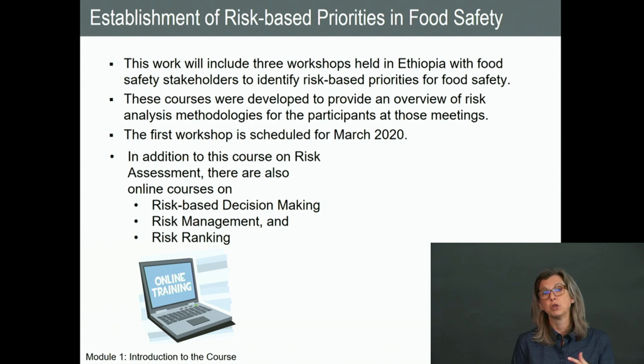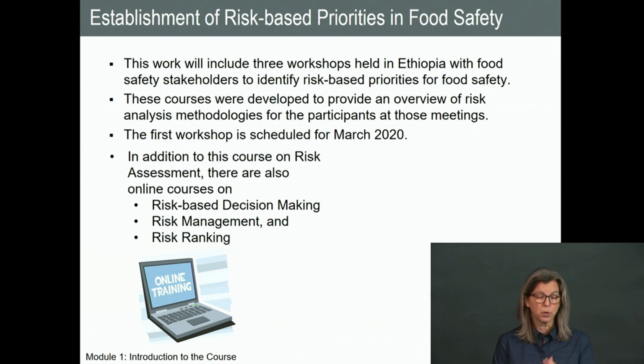And then finally, we have a short course on risk ranking, because part of the project is to conduct a risk ranking and a risk prioritization in Ethiopia with the Ethiopian government stakeholders, so that they are working to take the data that's available and make decisions about what the priorities for Ethiopia in food safety are. So those are other workshops or other trainings that are part of this series.